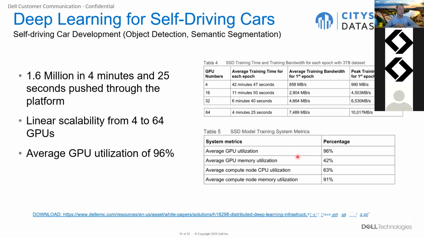So as mentioned earlier, we focused on two different use cases. The first one, semantic segmentation, the second one, object detection. And we've demonstrated that we are able to push 1.6 million images in 4 minutes and 25 seconds through the platform. This is clearly outstanding. We've also demonstrated a linear scalability from 4 to 64 GPUs. So you are able to train a self-driving car machine learning algorithm in 4 minutes and 25 seconds, being able to detect all vehicles and performing a semantic segmentation on the dataset.